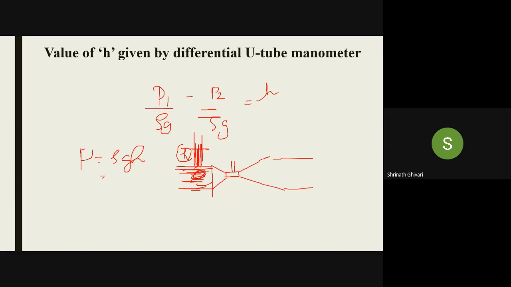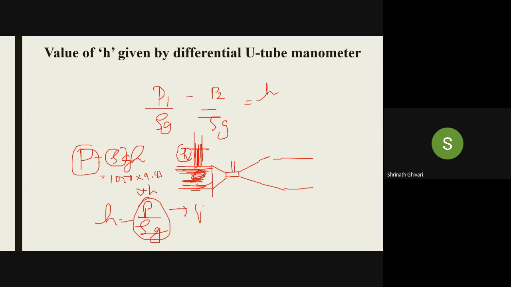Anyone? Because the water is flowing through the pipe, and that is 1000 into g is 9.81. We know both are constant. Then we require H, and we have got it. By using this H, can I determine pressure? Obviously, we can determine. Therefore, if we determine pressure, what is H equal to? P by rho g. This is nothing but the pressure head from our Bernoulli's equation.